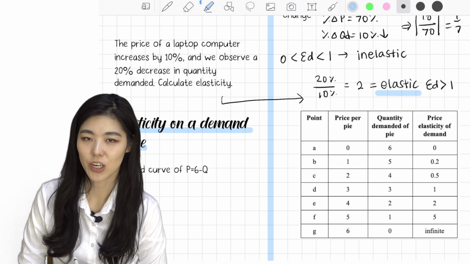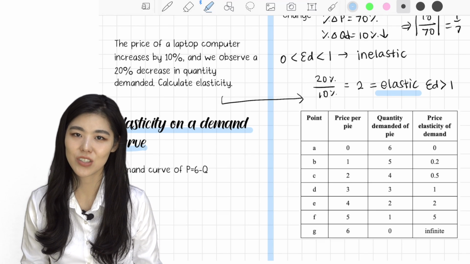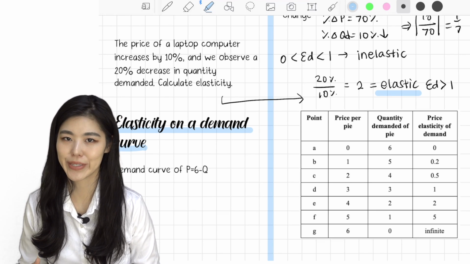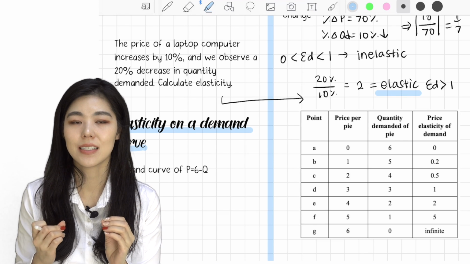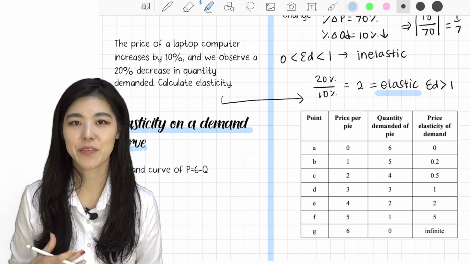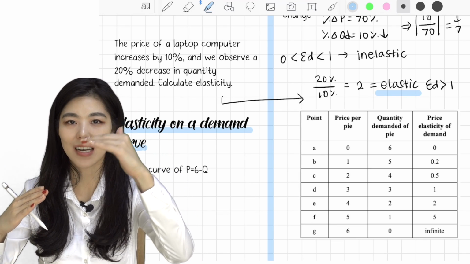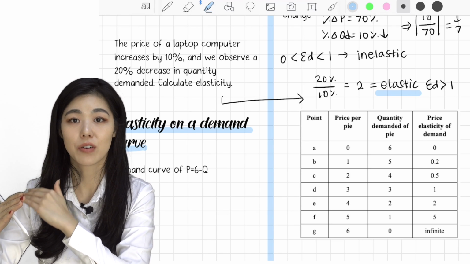Elasticity on a demand curve. This is where people kind of get confused, but I will explain it to you with very simple examples. Like, I won't use much numbers. For elasticity on a demand curve, I will explain how the elasticity of demand differs along the demand curve.